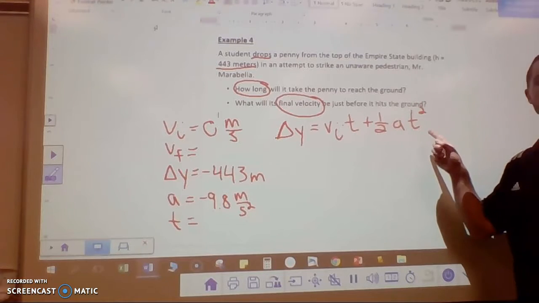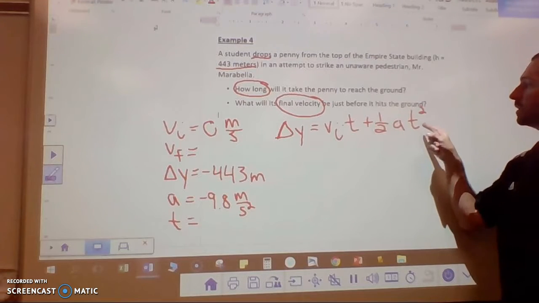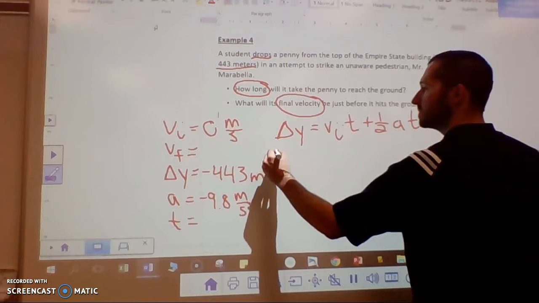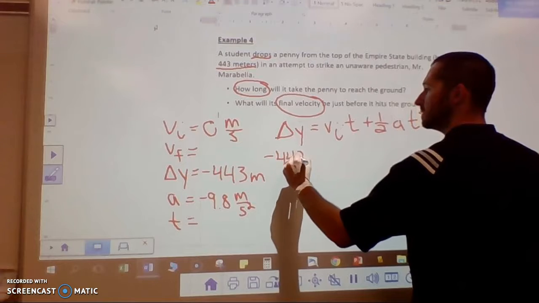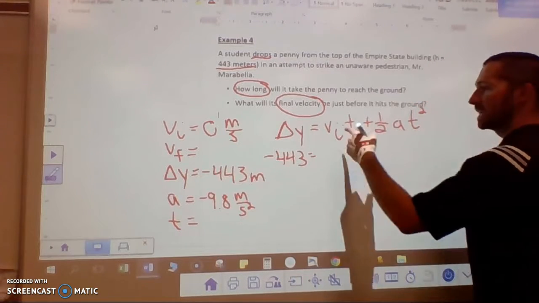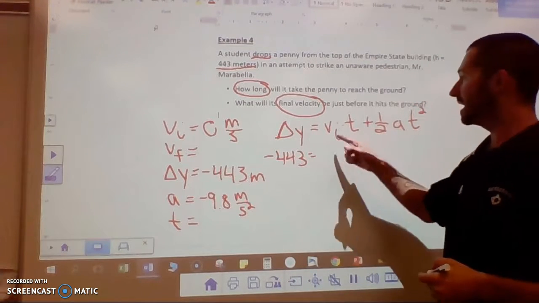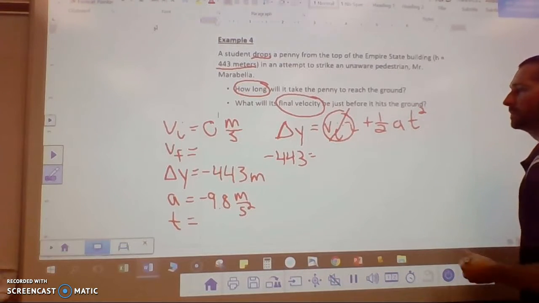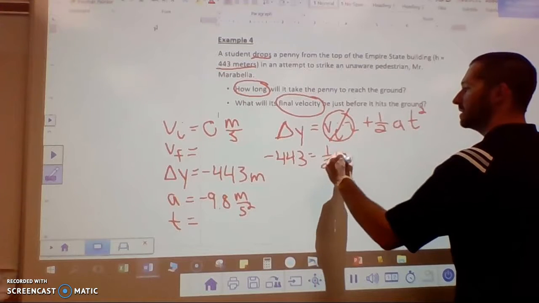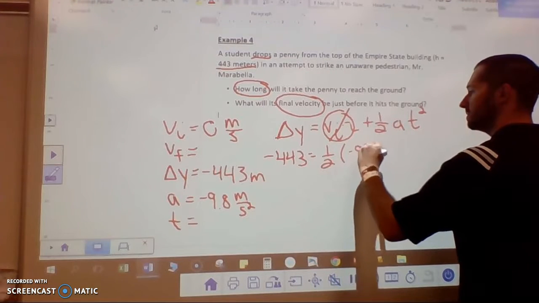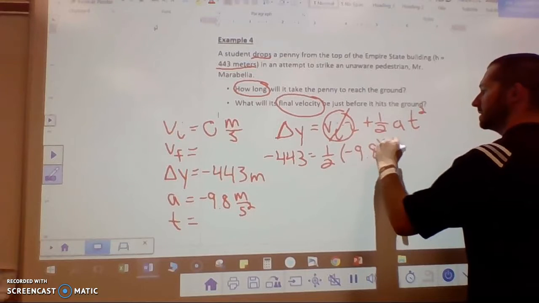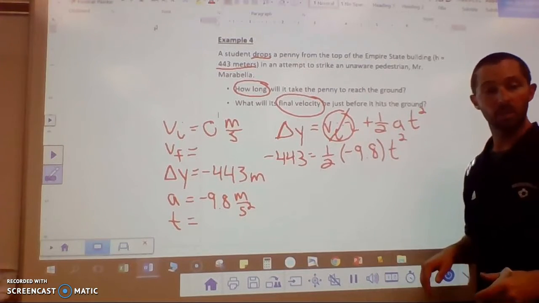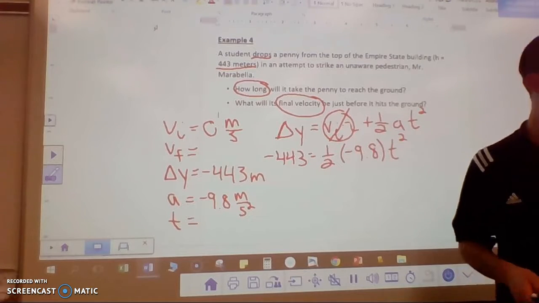Displacement in the y equals initial velocity times time plus 1/2 times acceleration times time squared. Now notice here with this problem, since there's no parentheses, only time is being squared. Subbing our values. Since our initial velocity is 0, 0 times t is 0, this whole thing's going to cancel out. So we really just have 1/2 times negative 9.8 times t squared.